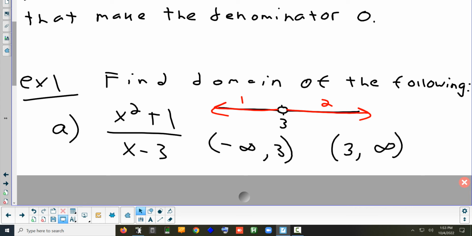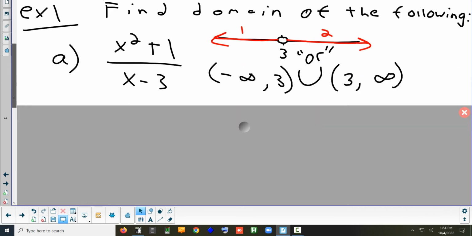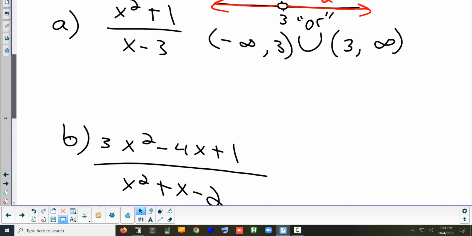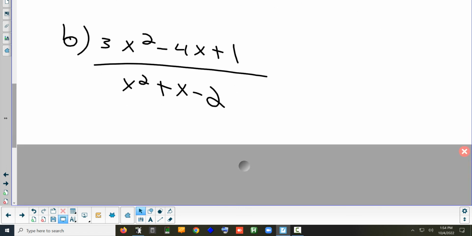And when your domain is split into 2 pieces, you put that symbol between the 2. That symbol means or. So you can either pick a number from below 3 or above 3. But the domain is everything except positive 3. Okay, let's look at this one. Part B.